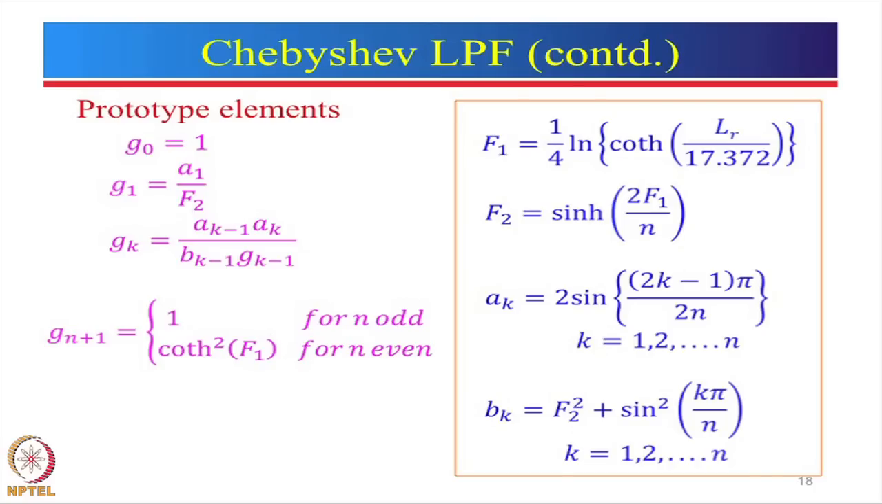So, you have to do these calculations in general to find the G1 parameter as well as the other G parameters. You can see from here, if you want to find Gk, it requires A(k minus 1) into Ak divided by B(k minus 1) into G(k minus 1). Okay. So, all these things can be found from here. What is Ak from here, and then you can find the values of Ak and Bk from here. Okay.